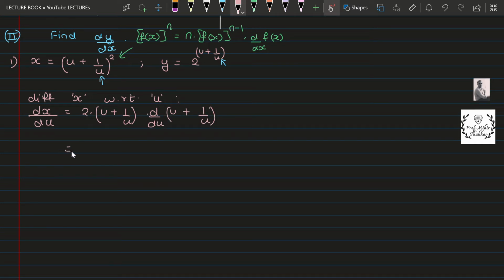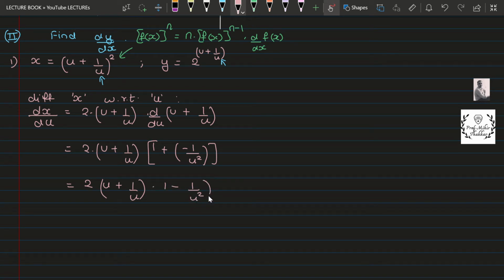Now this remains over there as it is. Derivative of u is 1. Derivative of 1 by u is actually minus 1 by u square. So you get 2 times u plus 1 by u multiplied by 1 minus 1 by u square.